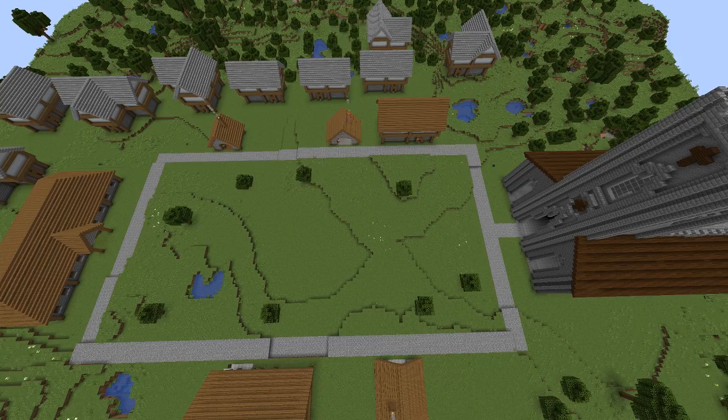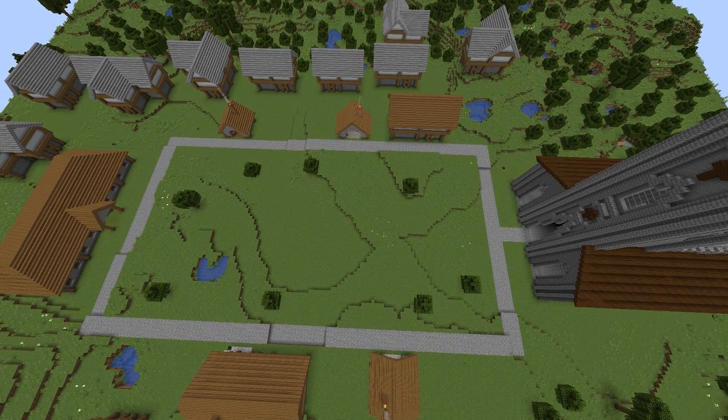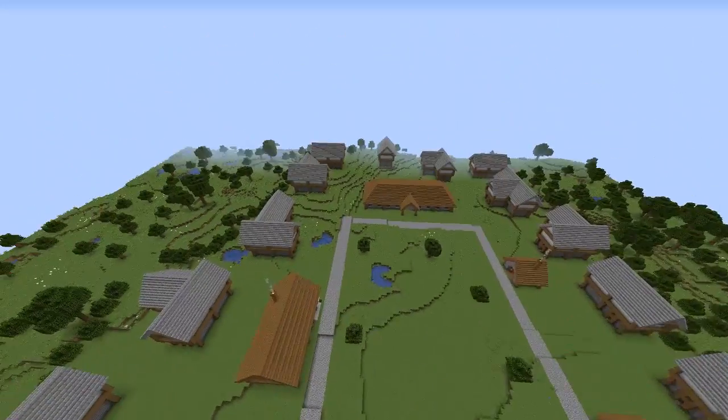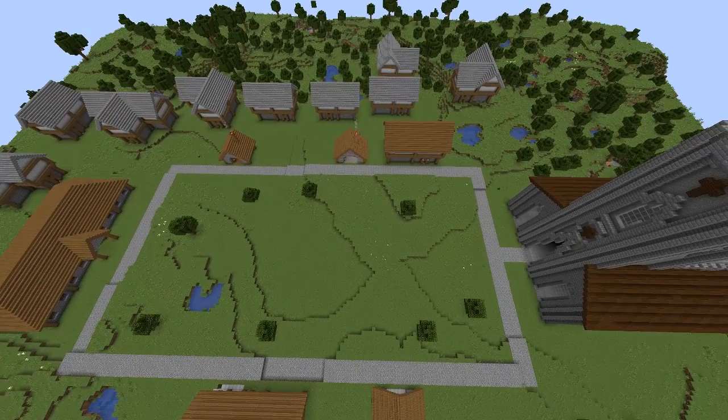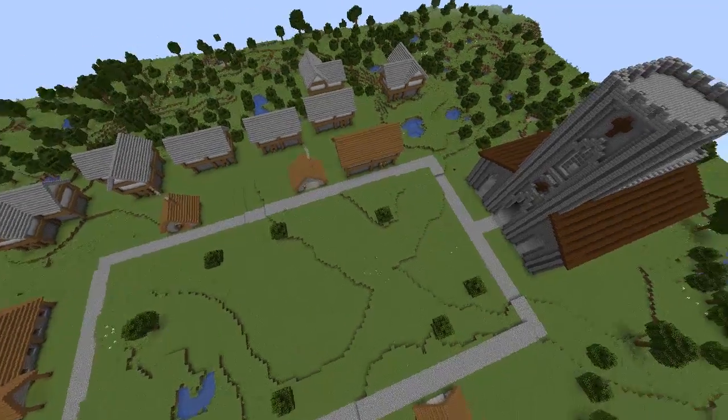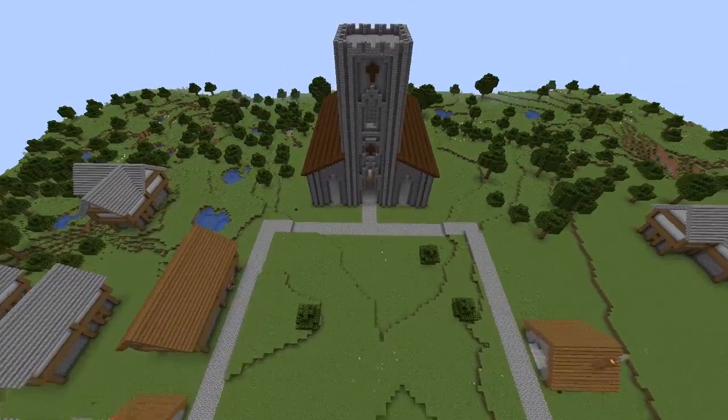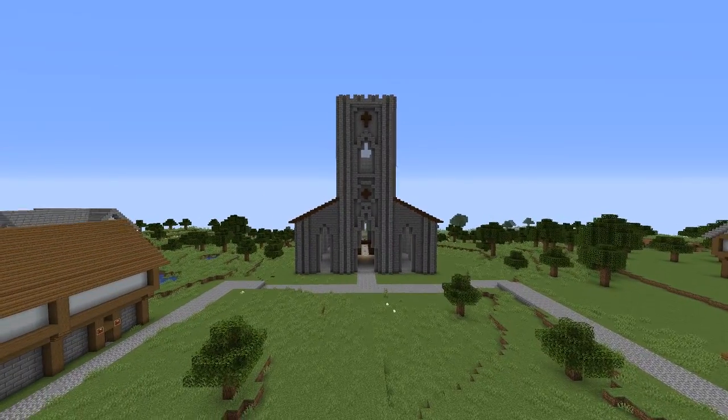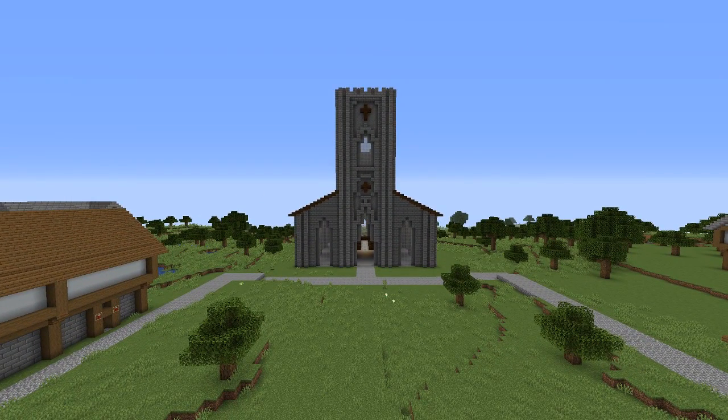It wouldn't make sense for the houses to be in the middle and then to have a church out there if everyone is going to be going to the church all the time. Why not have it in the center where it's easy to get to? So that concludes our tour of Edwardston. So thank you very much for listening.